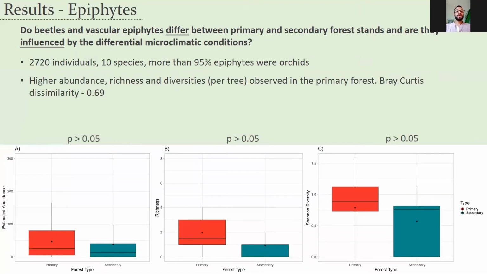Next, we looked at the abundance, richness, and Shannon diversities of vascular epiphytes, which were higher in primary forests, but not significantly. The communities somewhat differed, as indicated by a Bray-Curtis dissimilarity index of 0.69. The microclimatic variables did not explain the variation in epiphytes as checked using a multiple regression.